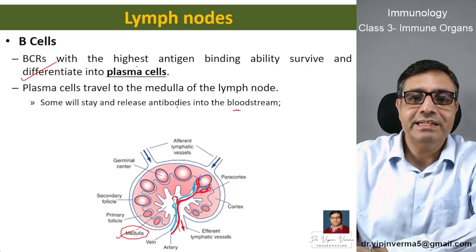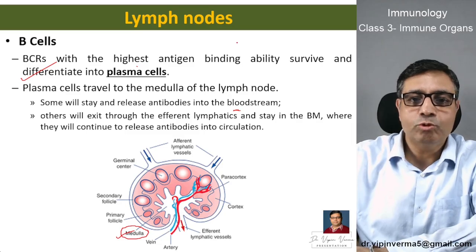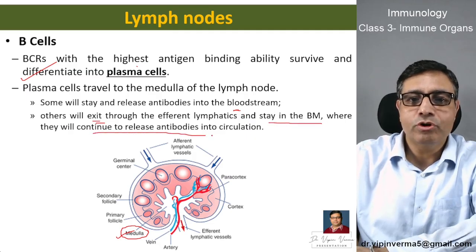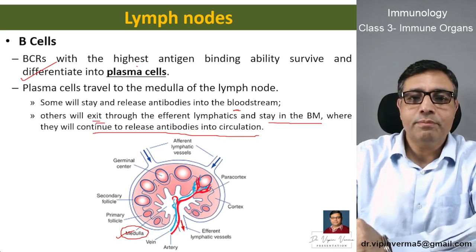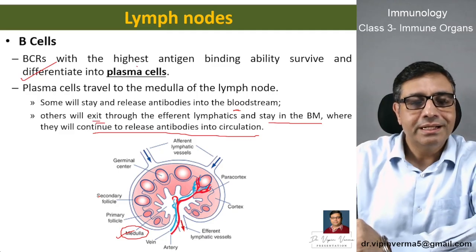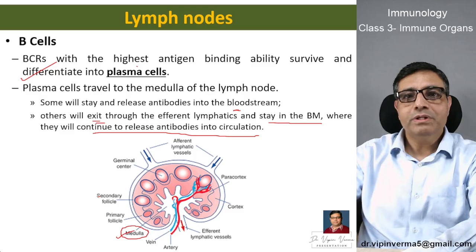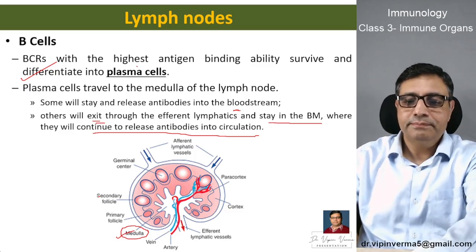Some will stay and release antibodies into the bloodstream, while others will exit through the efferent lymphatics. They will exit and stay in the bone marrow, where they will continue to release antibodies into the circulation. Their primary job is to secrete the antibodies. Some will stay in the medullary part of the lymph node, others will go to the bone marrow, and there they will keep secreting the antibodies.